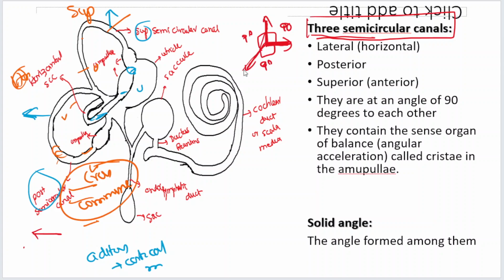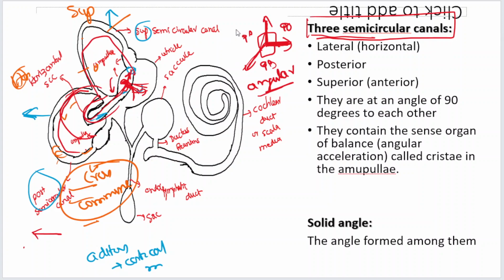So in all the three dimensions, any movement, any angular acceleration that occurs, any movement in an angular direction, okay, any movement. So when a person rotates, then the fluid moves, right? When the fluid moves, there is this crista that is there. If there is movement of the fluid in this direction, the crista will move in this direction, and that will cause nerve depolarization, and that nerve will send the information to the brain. That is how these three semicircular canals function.